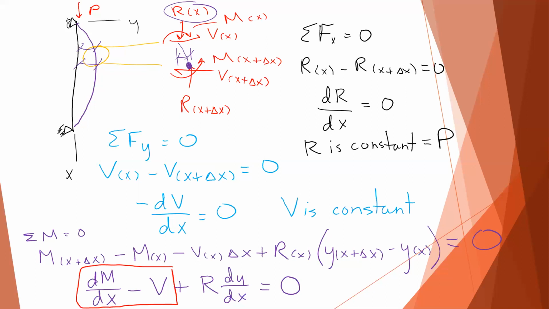Maybe dM/dx equals V? Shear and moment diagrams. The slope of your moment diagram was equal to your shear. Right? This is the same concept. That was dealing with bending of the member. We have bending of the member here.